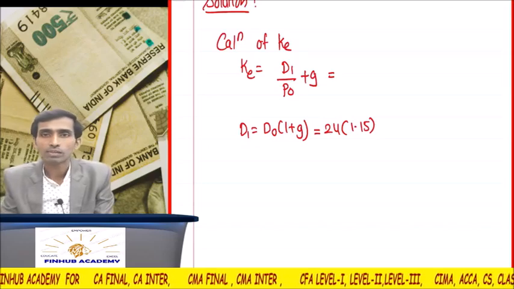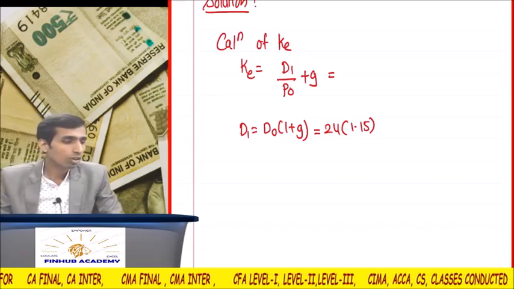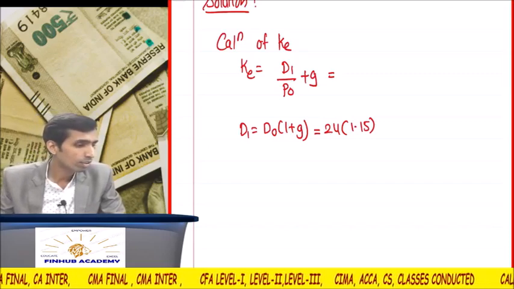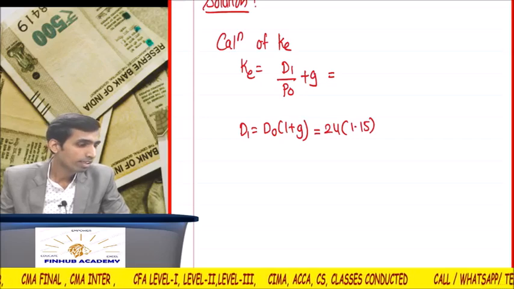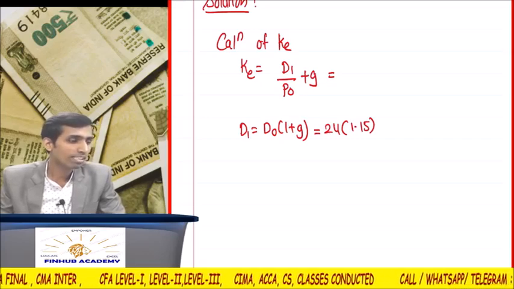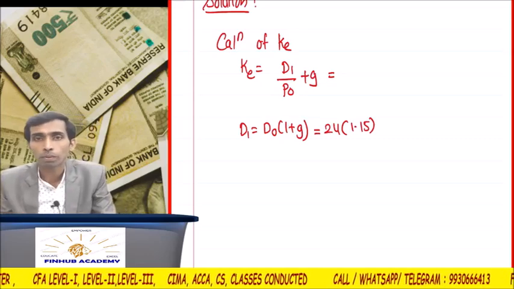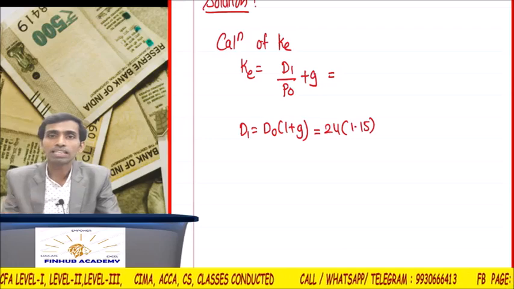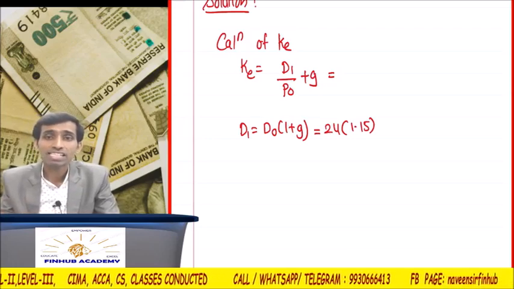In question number 46, K (cost of equity) is not available, but the information is given. Current dividend per share is 24. Growth rate is given. From that growth rate, I come to know that I should apply Gordon's model. So current dividend means D0 is given.